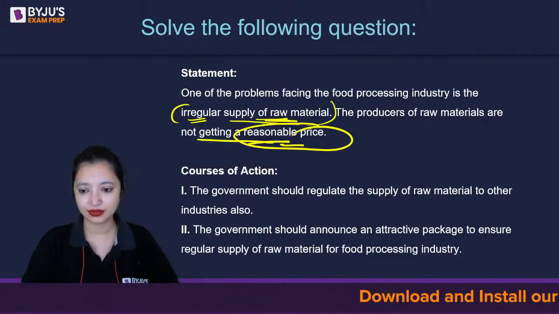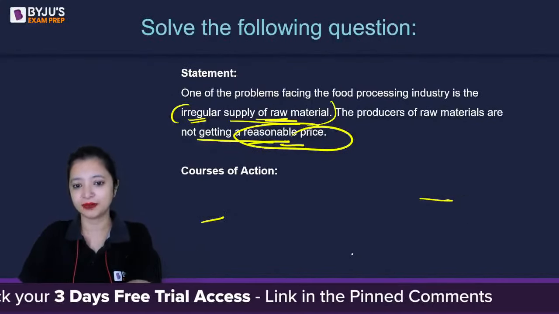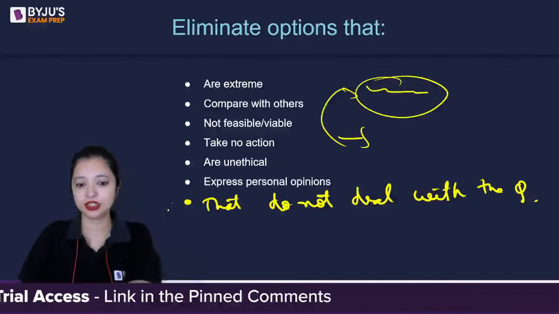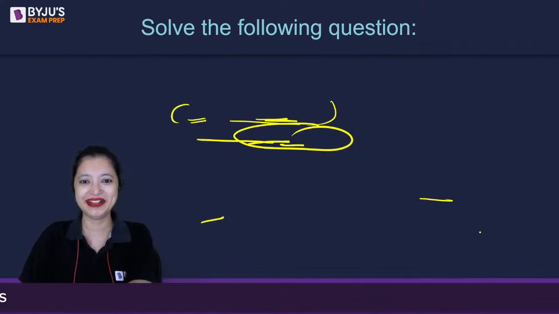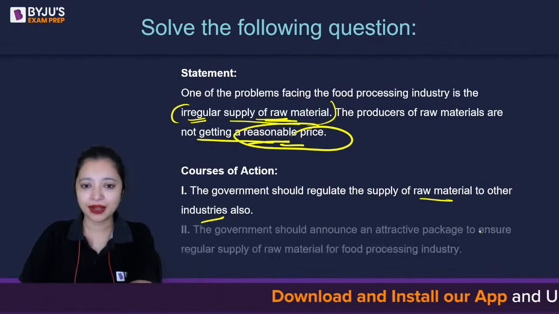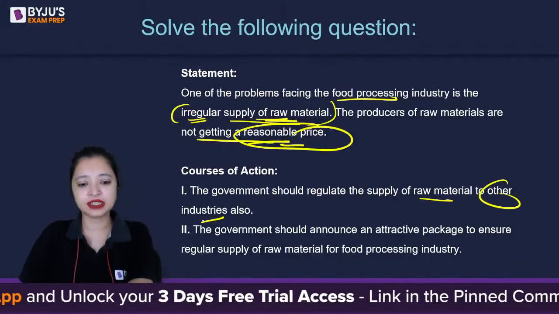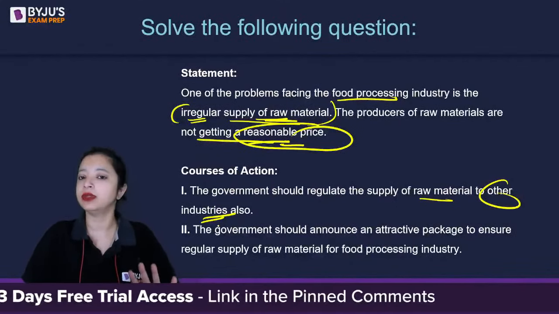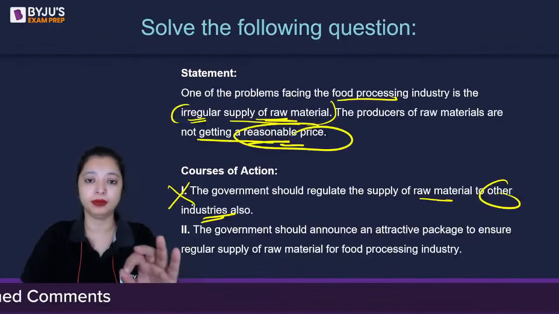Okay. So option A says the government should regulate the supply of raw material to other industries also. You know what this option is doing? I'll show you. This option is doing this pointer that do not deal with the question. What do I have to do with other industries? My core problem is food processing industry, right? And irregular supply of raw material. What happens with other industries is not even my concern right now in the question. This should be eliminated. It does not deal with the core problem.